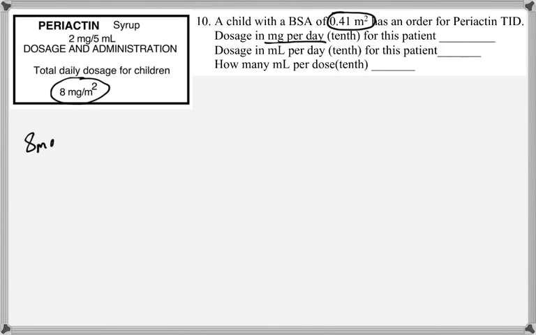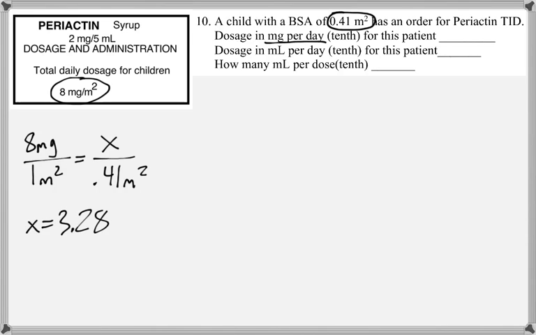So 8 mg over 1 square meter is equal to x over 0.41 square meters. And if I solve this proportion, then x is going to be equal to 3.28, but they want us to round this to the nearest tenth, so 3.3 milligrams.